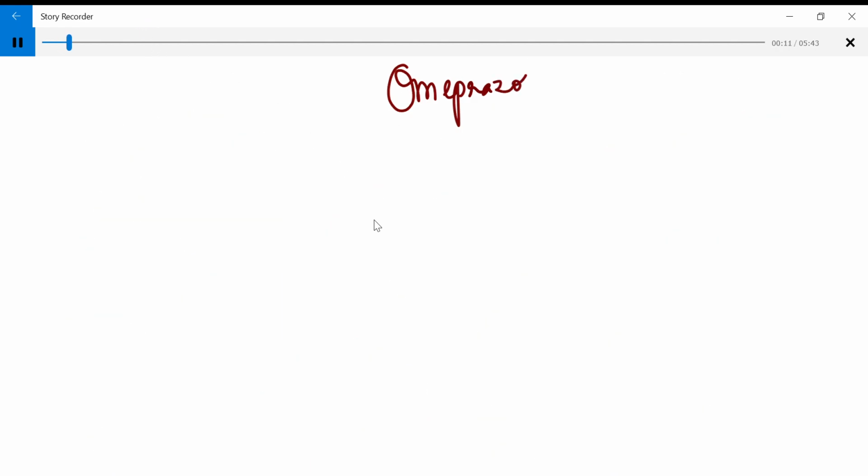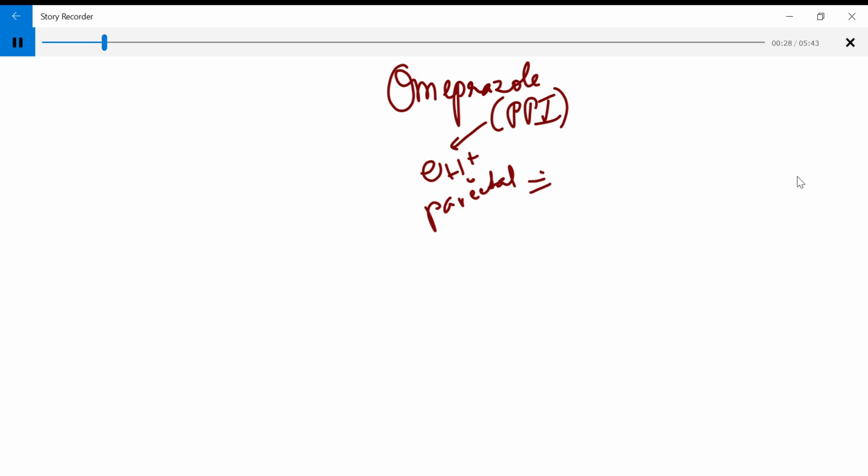Omeprazole and all the proton pump inhibitors, but we're going to consider Omeprazole as our prototype drug. Proton pump inhibitors inhibit the release of protons from the parietal cells in the gastric mucosa so that within the stomach there's going to be an increase in pH.